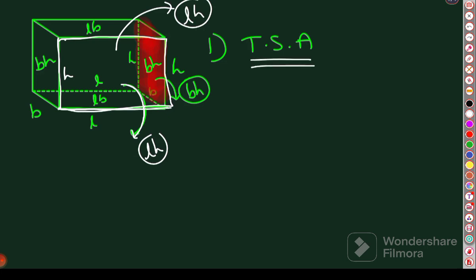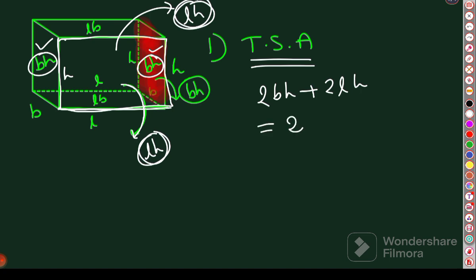Lateral surface area, we have already discussed, excludes the bottom surface and the top surface. That means two times BH, left and right side, and two times LH, front and back. If you take 2H common, we get L plus B, or we can also explain it this way: 2 into (L plus B) into H.